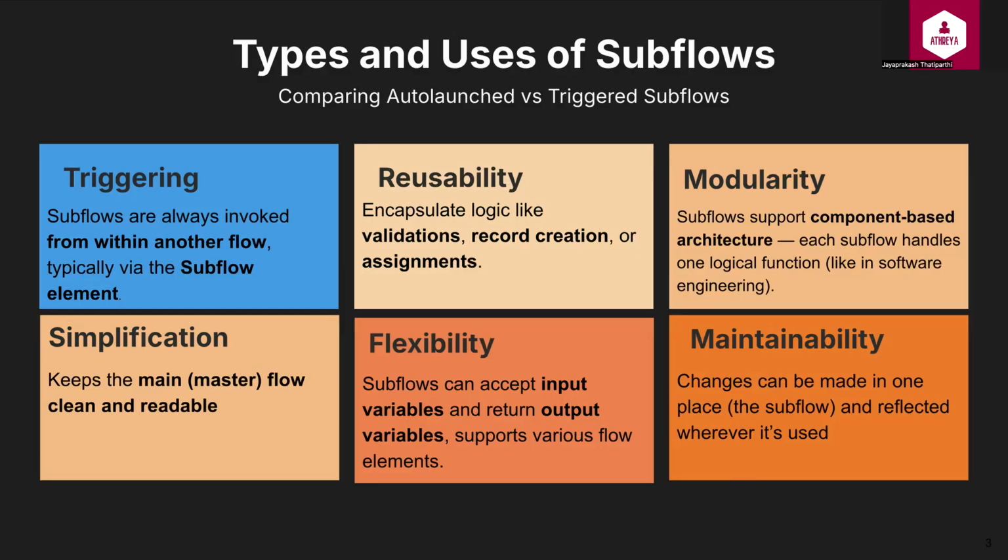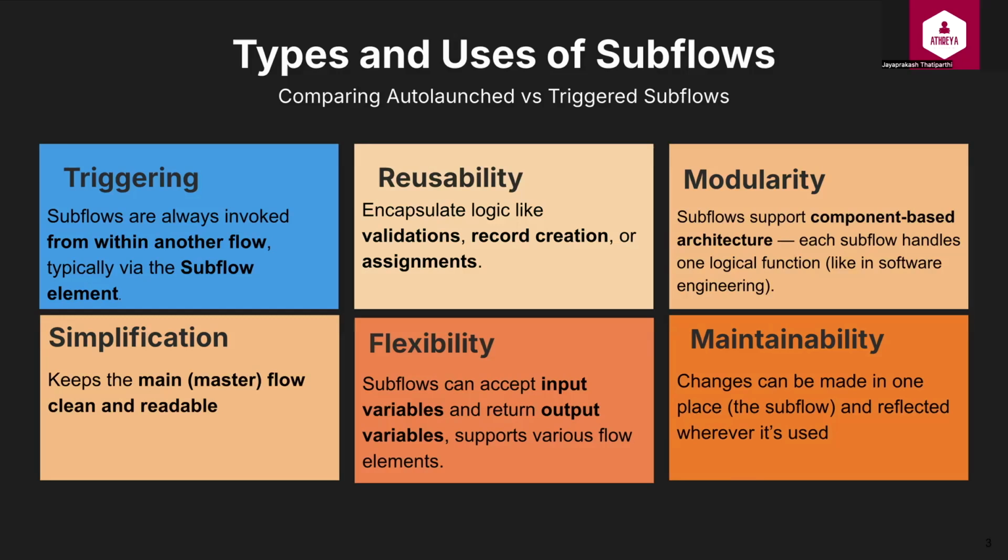Subflows also drive simplification by offloading complex logic from your main flow, which keeps the main or master flow clean and readable. Complex branching logic or loops can be abstracted into subflows, which reduces clutter and confusion in large automation. As your org grows, you will also value the flexibility subflows bring. You can pass data in and out, use them in different paths, and customize behavior. Subflows can accept input variables and return output variables. Use conditional logic within subflows to handle edge cases. Easily swap or update subflows without modifying the main flow.